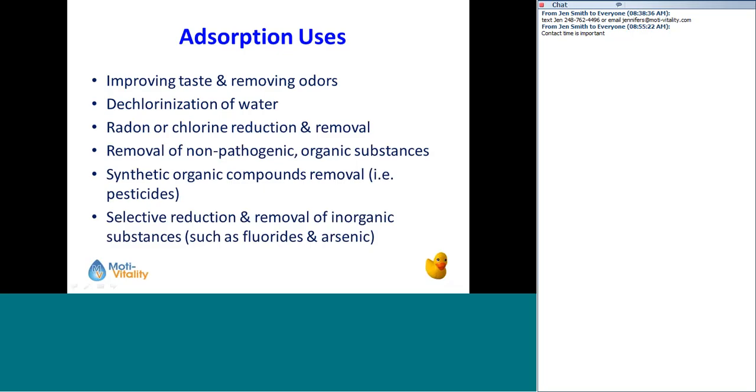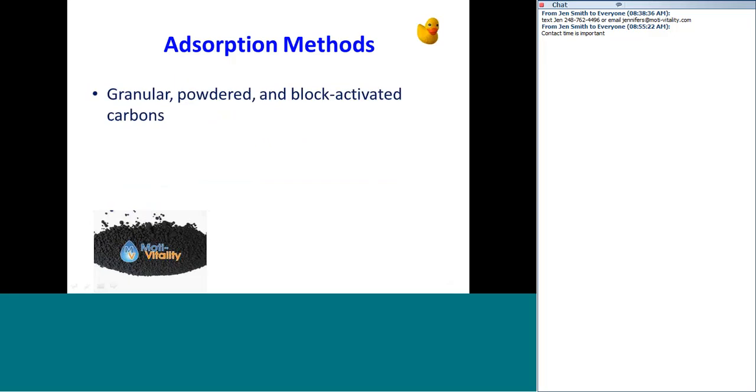I want to point out that carbon is not the best method of removing fluorides or arsenic. You can have adsorptive materials other than carbon, so there are other materials out there beyond just carbon that are adsorptive. Adsorption methods include granular, powdered, and block activated carbon.